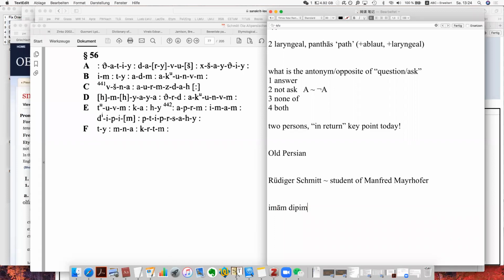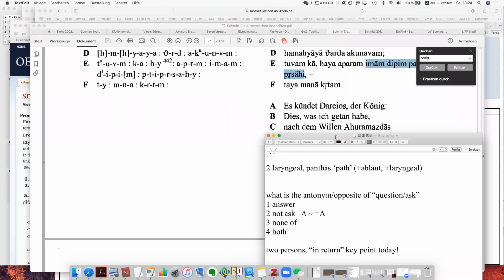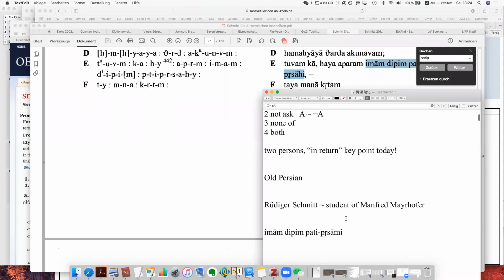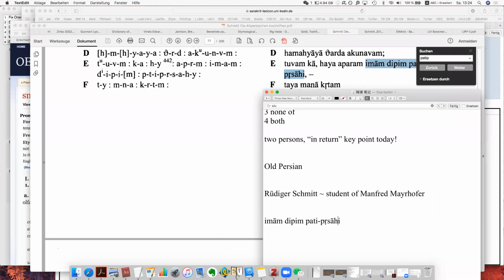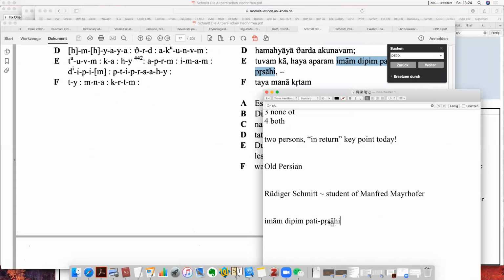iman dipi pati, right? Prisahi, sorry. Yeah. So this is you. This is actually you. Yeah, this is actually a subjunctive, not really present, but important is actually this word.